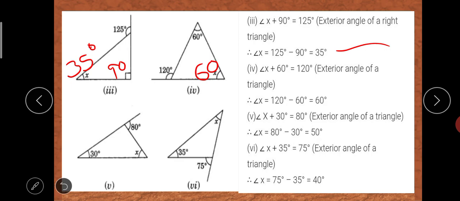Okay. Fifth one, see, X plus 30 equals 80. So 80 is again an exterior angle of the triangle. So 80 minus 30, we will get 50. So the second angle's measurement is 50 degrees. Next, the sixth one, see, here X plus 35, and the exterior angle given is 75. So 75 minus 35, we will get 40. So the value of X will be 40.